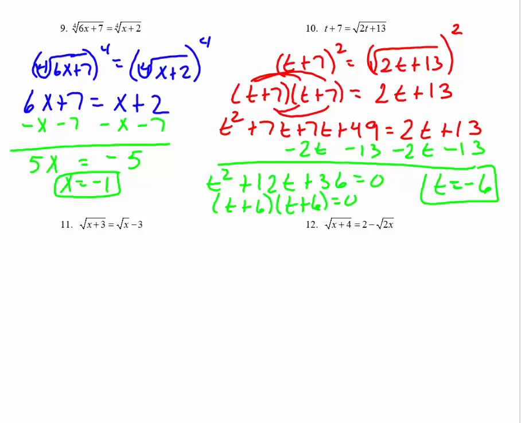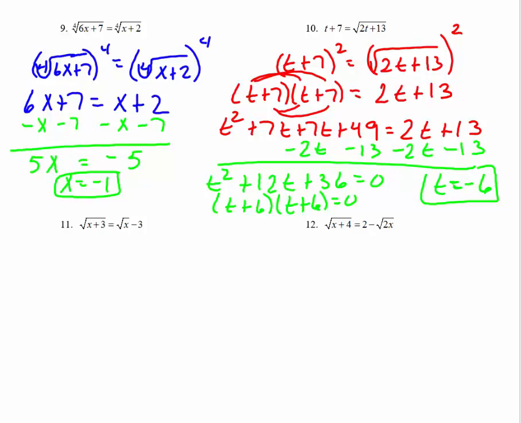Now number 11 and 12 are going to be a little bit longer. And the reason why is what happens when we square both sides, because the index is a 2, our radicals will not disappear the first time. So we're actually going to have to square both sides twice. So just know these are a little bit longer problems than the previous ones.